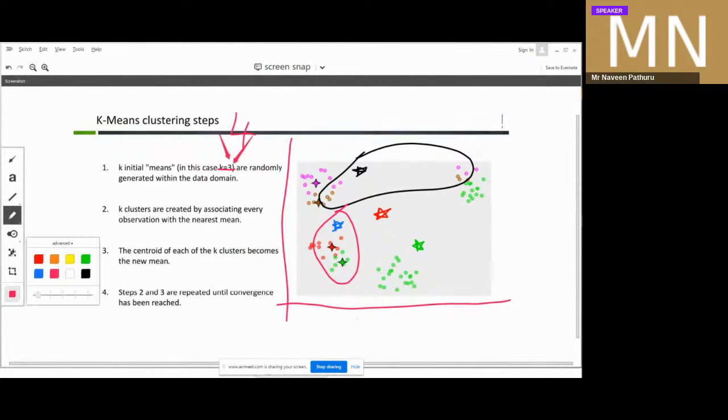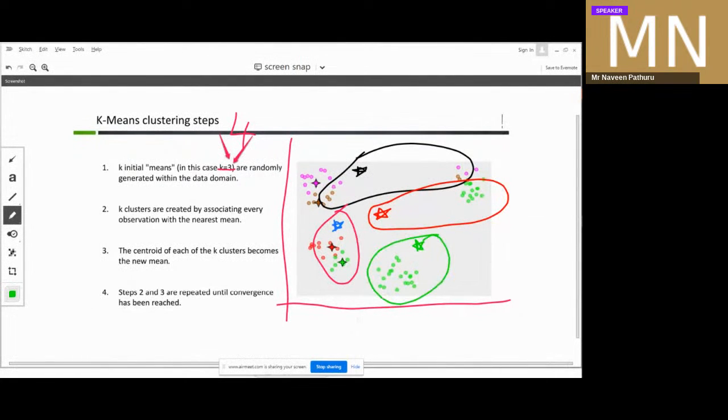And for the red one, let's say choose this one. These may end up being close. And for the green one, these may end up being close. So now the new groups have formed and new points are getting allocated. Now what will happen? It will repeat the process again.